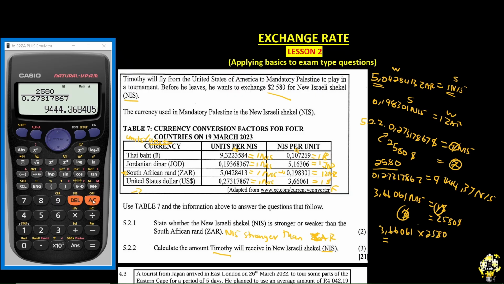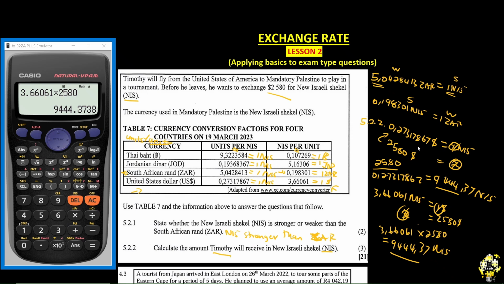Let's get the answer. So 3.66.061, you multiply that by 2,580. See? So what I was talking about. 9,444 to 2 decimal places. There? Okay, that's not what I wanted to do. But this and this is the same answer. That's how you do it.